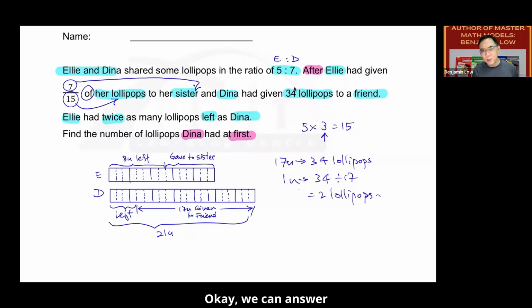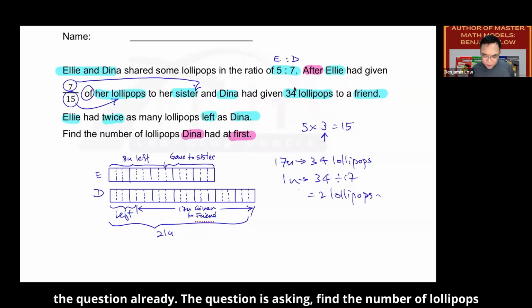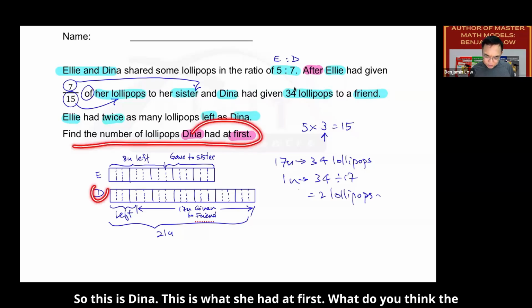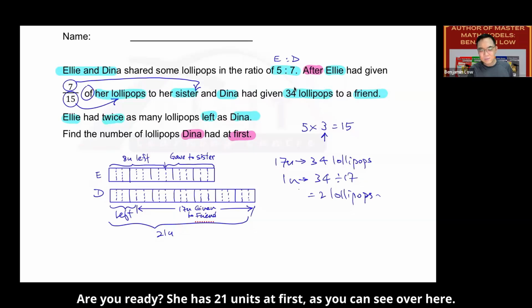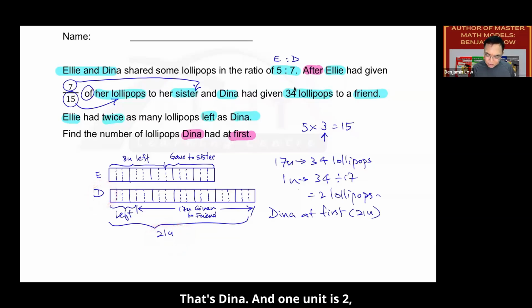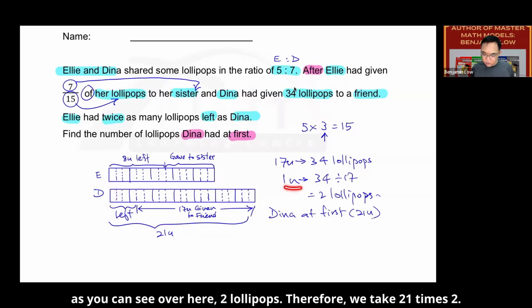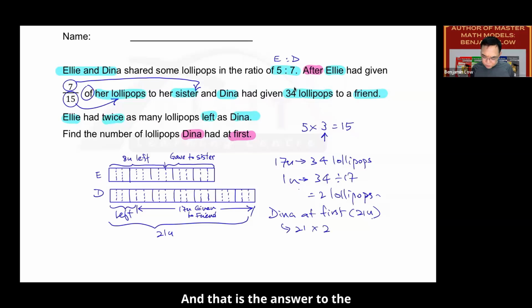Okay, we can answer the question already. The question is asking, find the number of lollipops Dinah had at first. So this is Dinah, this is what she had at first. What do you think the answer is? Are you ready? She has 21 units at first, as you can see over here. That's Dinah. And 1 unit is 2, as you can see over here, 2 lollipops. Therefore, we take 21 times 2. And that is the answer to the question.